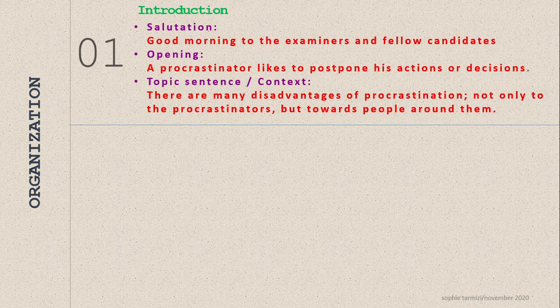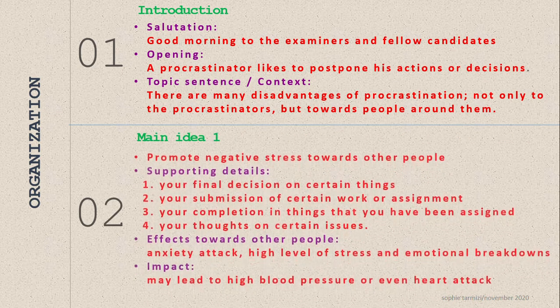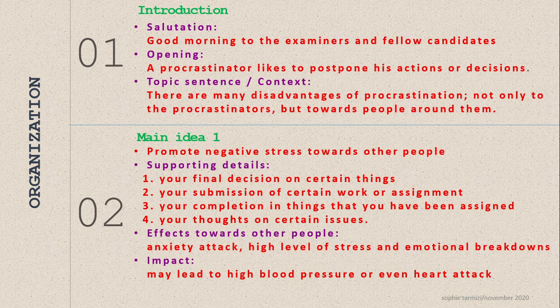Your focus is procrastinator. And then your topic sentence: there are many disadvantages of procrastination, not only to the procrastinators, but towards people around them. So main idea, we use promote negative stress, and supporting detail would be final decision, submission on certain work, completion in things that you have been assigned, your thoughts on certain issues. And then the effects would be towards other people, not only you, but towards other people: anxiety attack, high level of stress and emotional breakdowns. So the impact would be may lead to high blood pressure or even heart attack.